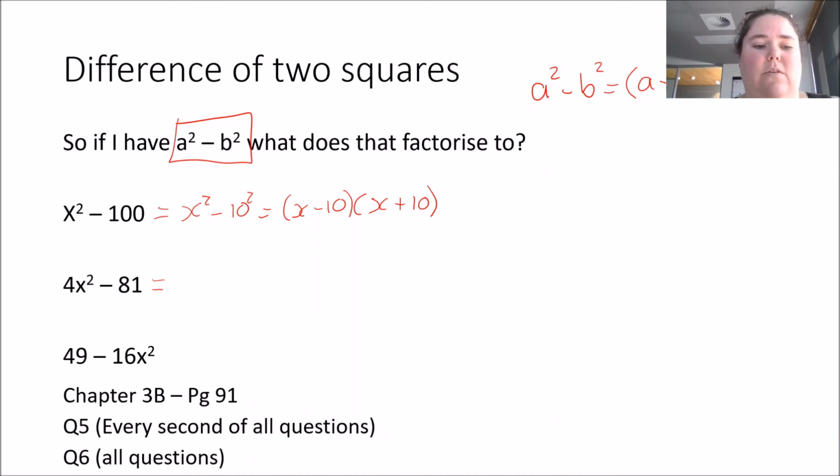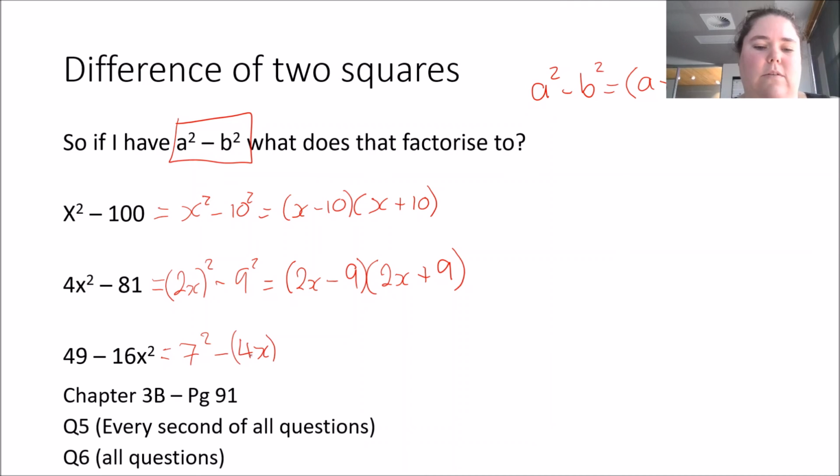So 4x squared, I can change to 2x all squared minus 9 squared. So once again, square root of the first term minus square root of the second term, square root of the first term plus square root of the second term. So easy to factorize. I love this.